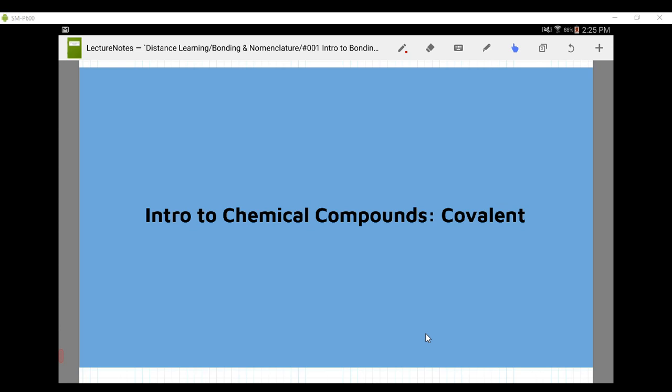All right, so let's dive into covalent compounds with the knowledge from the ionic ones that we had done before, with the dot diagrams and the properties. Covalent and metallic should go a lot faster, a lot easier.